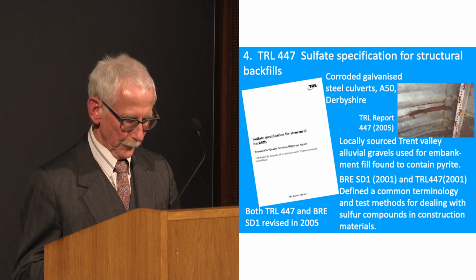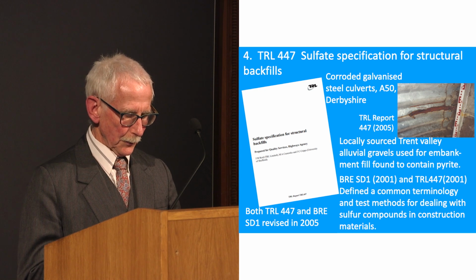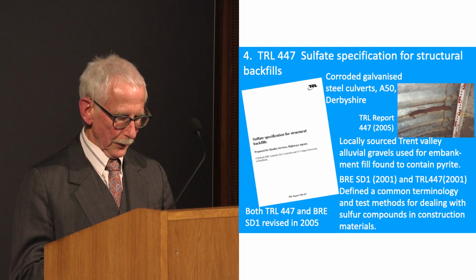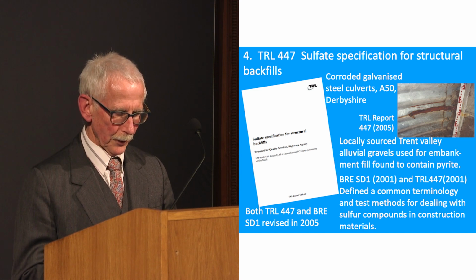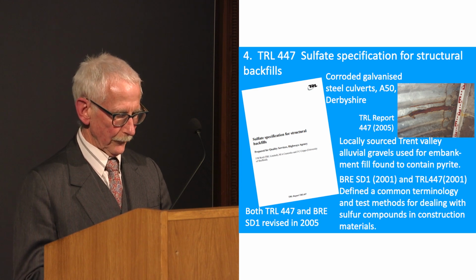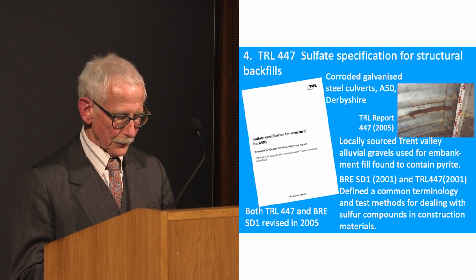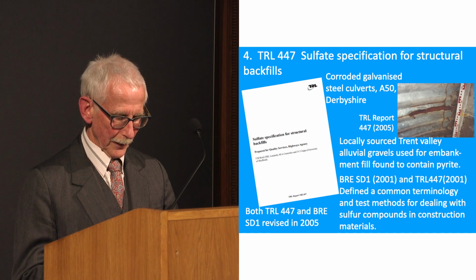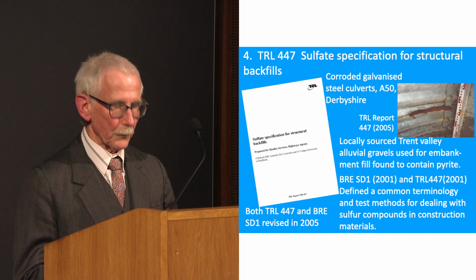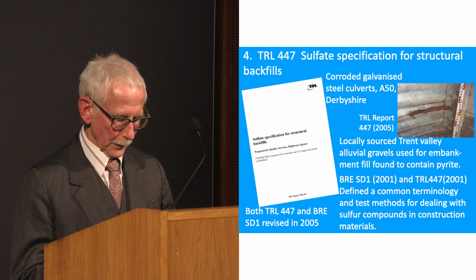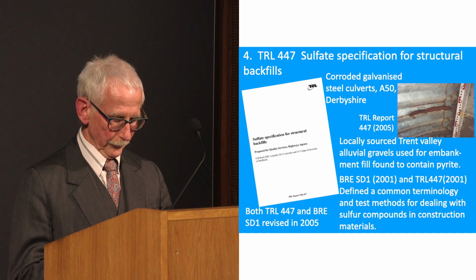At about the same time, it was found that galvanised steel culvert linings on the A50 near Derby needed to be replaced. It turned out that locally derived gravels used as fill for the embankment contained pyrite. Although it would have shown low sulfate values at the time of investigation and construction, pyrite oxidation had resulted in the generation of acid and sulfate that had attacked the steel. Again, this wouldn't have been known before construction, and you wouldn't really expect such gravels to contain pyrite, but it's something to be wary of.